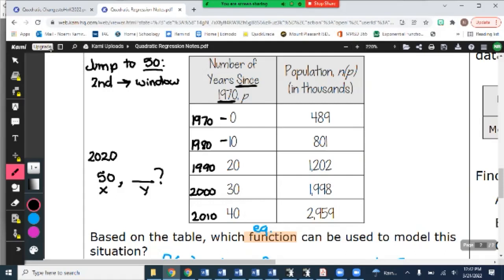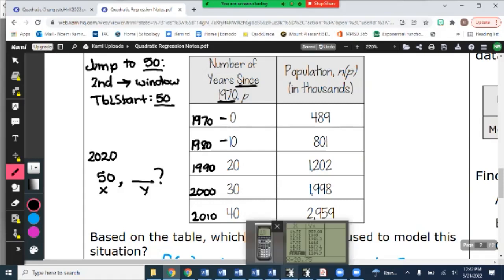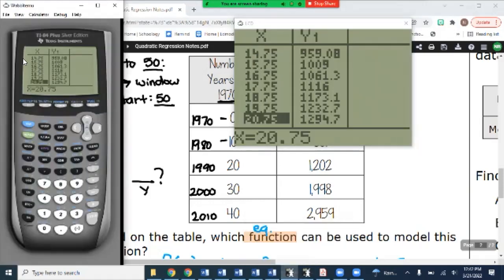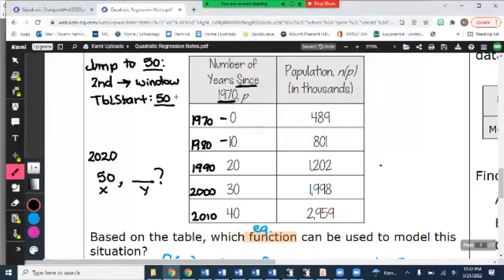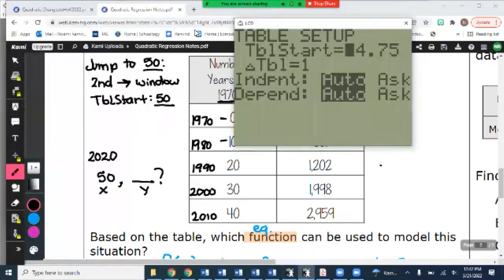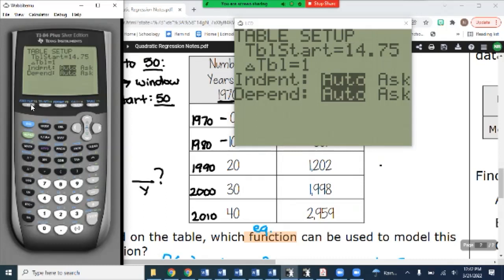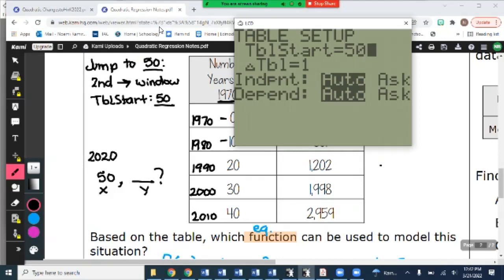Second window. Where it says table start, TBL start, that is where you put the 50. You don't have to press enter, and you don't have to clear anything out. You simply put the number where it says start. This second line where it has a triangle, the delta table, never ever change it from the number 1. That never changes. So type in 50. It'll automatically change it. You don't have to press delete or clear. It'll automatically switch.